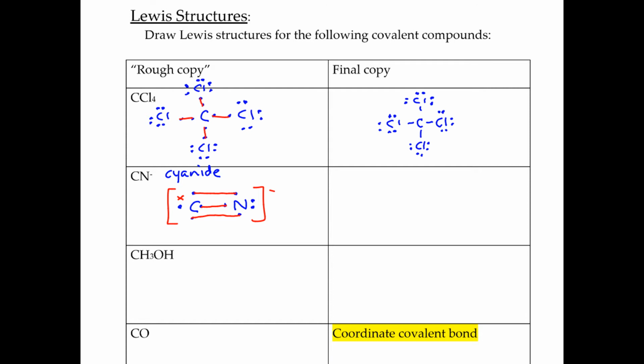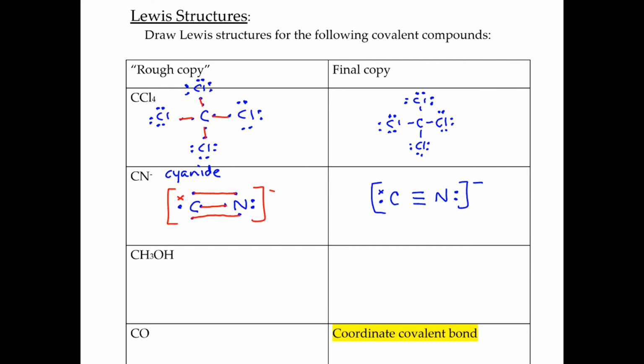Because, remember, I personally do the X's, but you could do a dot here. So if you had all dots, you wouldn't necessarily know you had an extra electron, so that's why I do the bracket and a minus to show the reader that you have an extra electron. So when you draw the final copy, you're just going to draw a triple bond between the C and the N. You have a pair on the N, you have the extra electron on the C, and then you go -1 outside like that. Okay, now we're going to draw CH3OH.